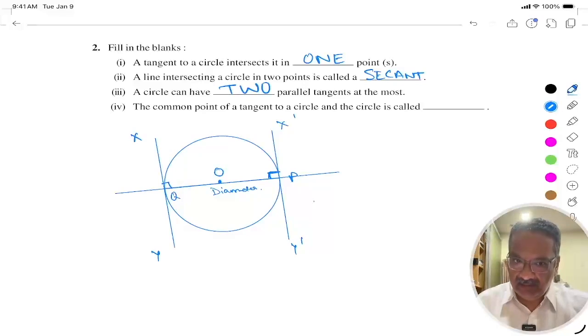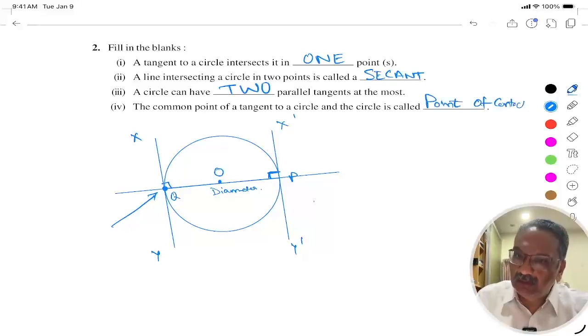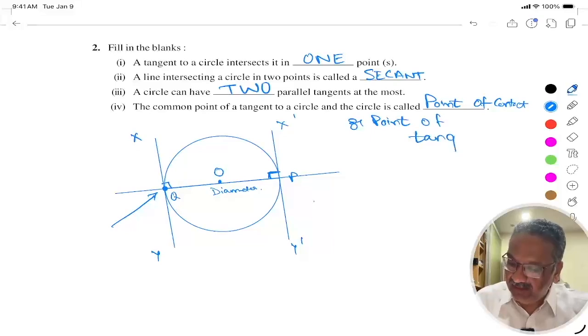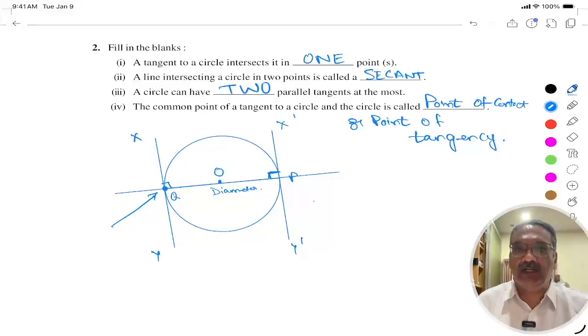Now let's come to the fourth one. The common point of a tangent to a circle and the circle is called, that is what they are asking. This common point where the tangent intersects the circle, what is this point called? It is called the point of contact. Sometimes it is also called the point of tangency. You can call it either point of contact or point of tangency, but usually point of contact is preferred.